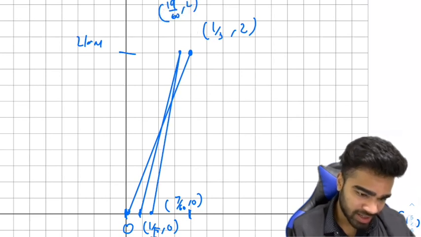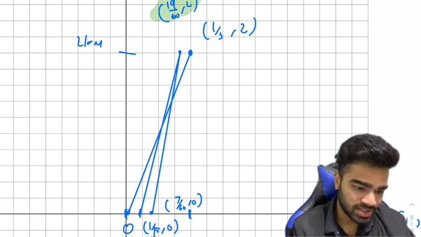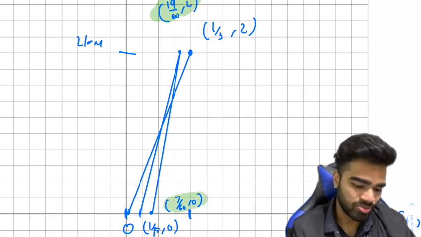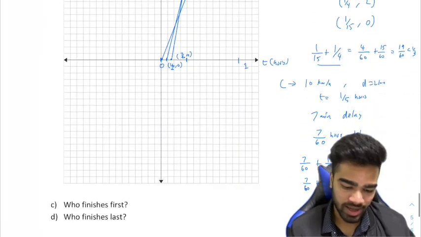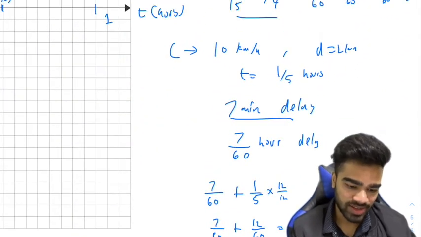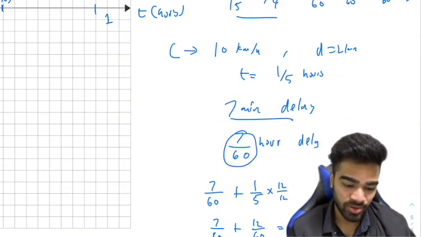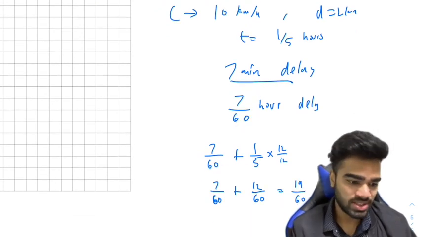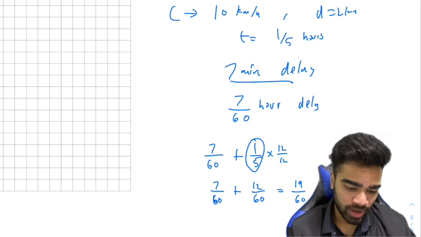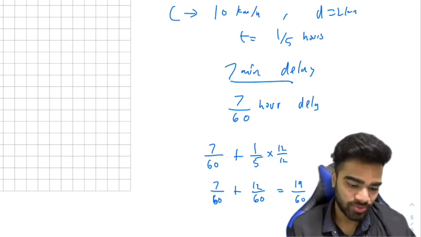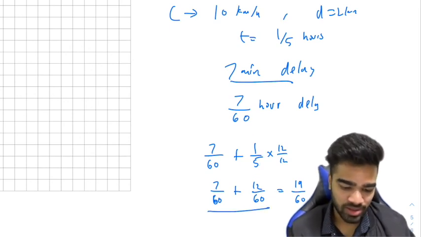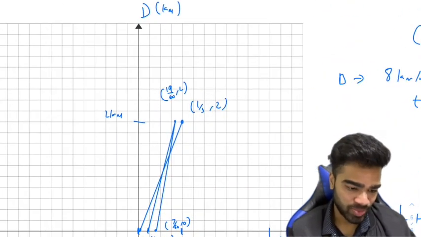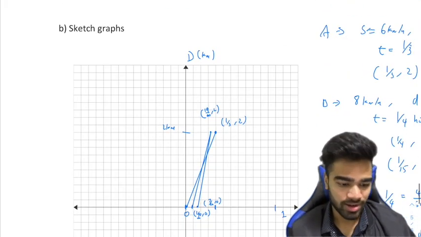So you connect those two dots. I've connected this 19 on 60 and 2 and 7 on 60 to get the path of person C. Okay, again, I'm just reiterating. There's a 7-minute delay, so 7 over 60 hour delay, right? So he starts off at 7 over 60. And it takes him 1/5 of an hour to finish the race from when he starts. So you add those two, you get 19 over 60. So he finishes at the same time as person B. All right, I hope you got the graphs.